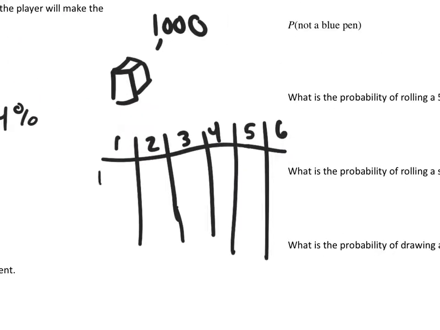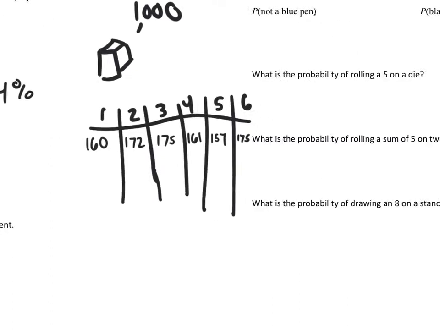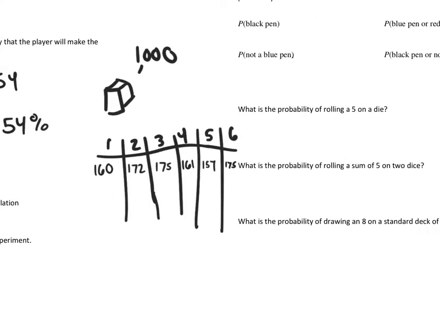So let's say, for example, when you rolled it 1,000 times, it was 160 times that it landed on a 1. Let's say 172 times it landed on 2. Say 175, 161, 157, and 175. You'd be able to come up with the experimental probability that it would land on the different sides. And we'd be able to do that by just putting all of these over 1,000. And that could generate us the experimental probability of your different sides of your dice.